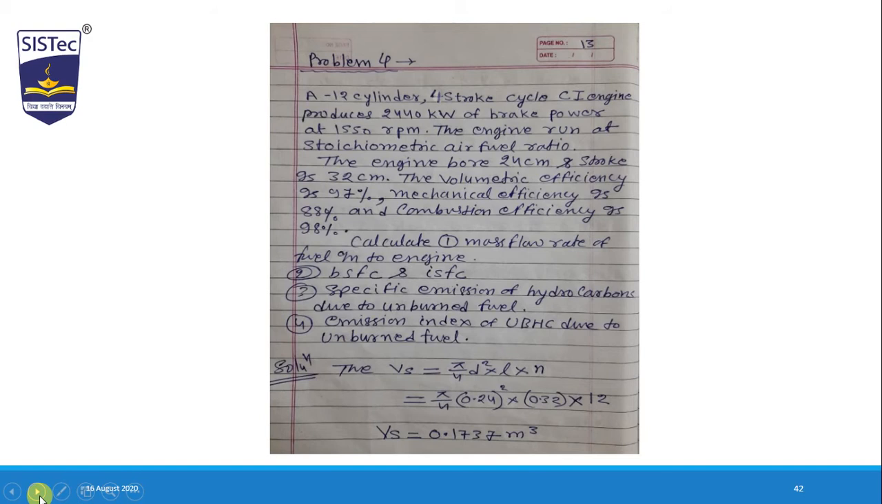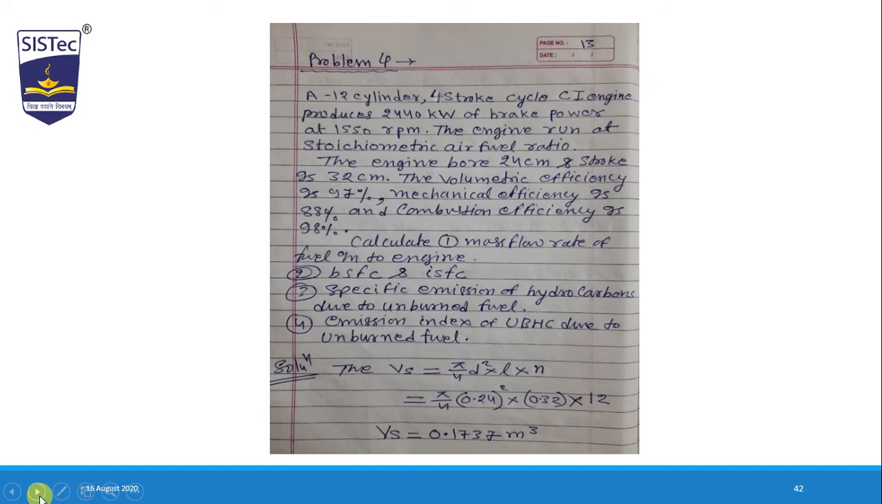So calculate the mass flow rate of fuel into the engine, brake specific fuel consumption and indicated specific fuel consumption, specific emission of hydrocarbons due to unburned fuels. Fourth point is the emission index of unburned hydrocarbon due to unburned fuels.